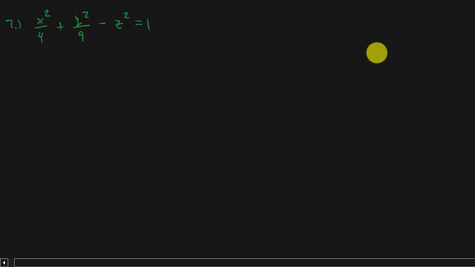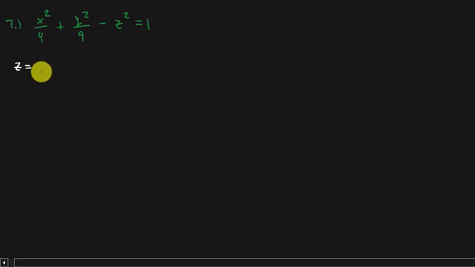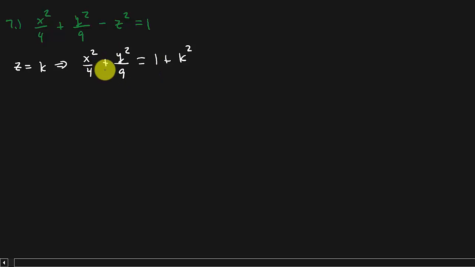So let's look at this one. Let's take a look at z equals k. Okay, z equals k. That's going to give us x squared over 4 plus y squared over 9 is equal to 1 plus k squared. Okay? Now, k can be 0, and you would have this equals 1.